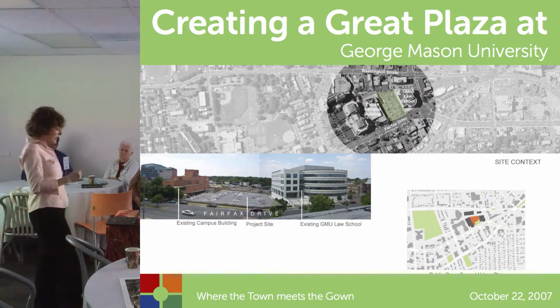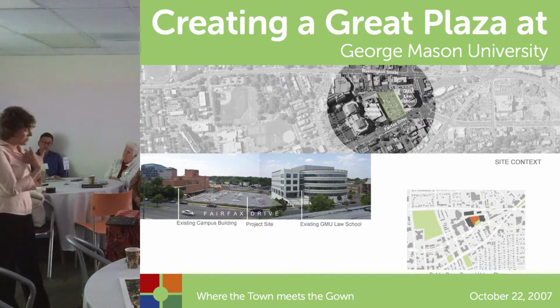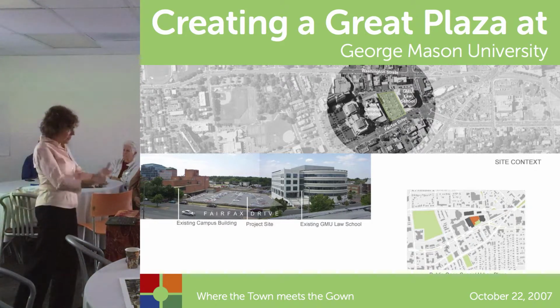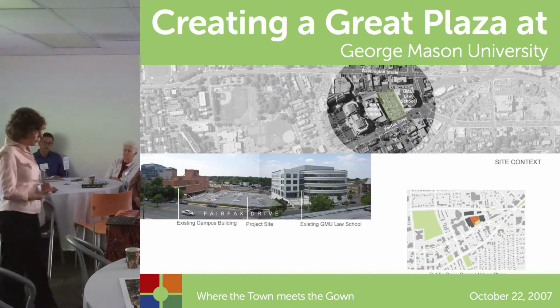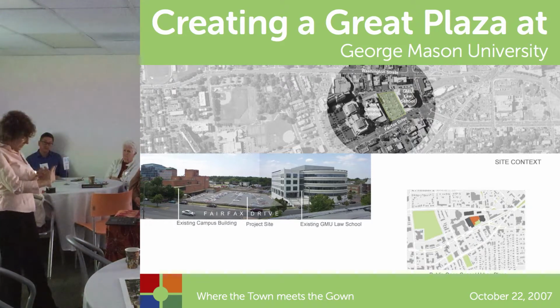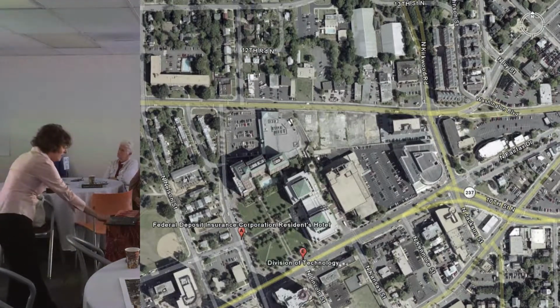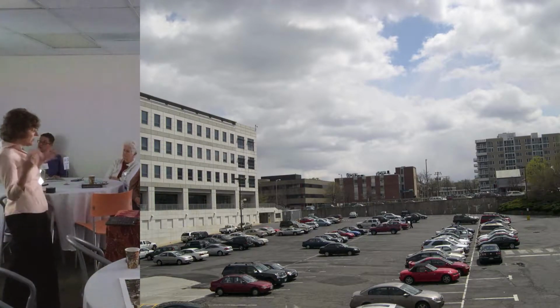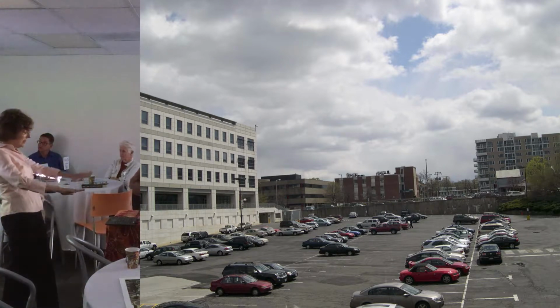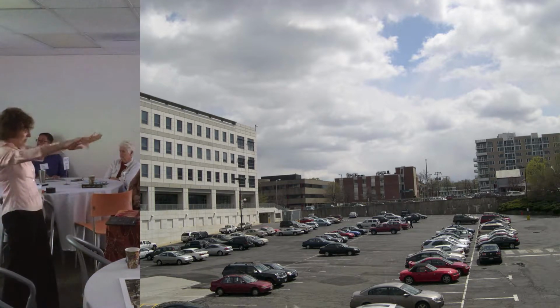So this was sort of our idea of creating a great plaza. And this idea for the plaza that evolved was to create a place for the community to come in and for the university to welcome the people of Arlington into their campus. All right, so this was the sunken parking lot that was going to become an at-grade plaza.